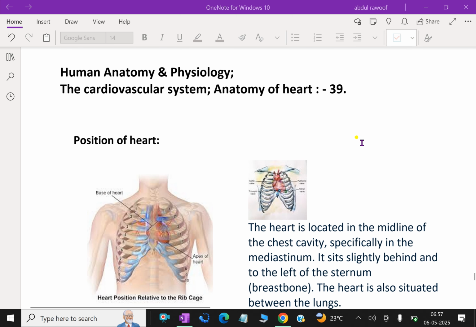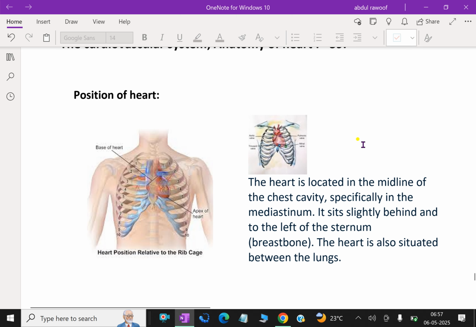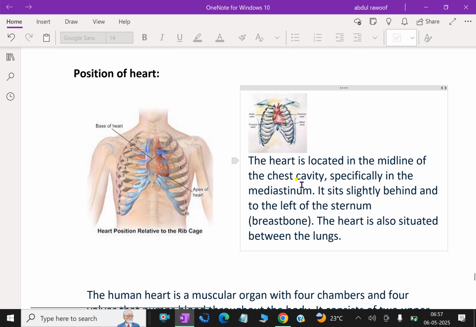Position of the heart. Look at this first, where the heart is positioned in our body. The heart is located in the midline of the chest cavity, specifically in the mediastinum. It sits slightly behind and to the left of the sternum, that is the breastbone. The heart is also situated between the lungs.